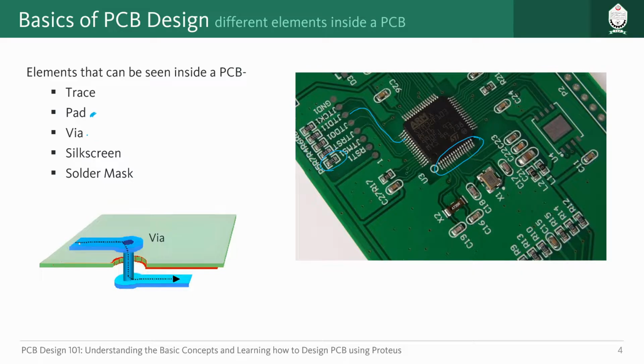Then via, this is the most important. Vias are basically here, this one is via, this one is via. Via will facilitate the connection from one layer to another layer. So let's say this is a two layer PCB. So this is from top layer and this is from bottom layer, right? So this via is actually connecting this trace from top layer to this trace of bottom layer.